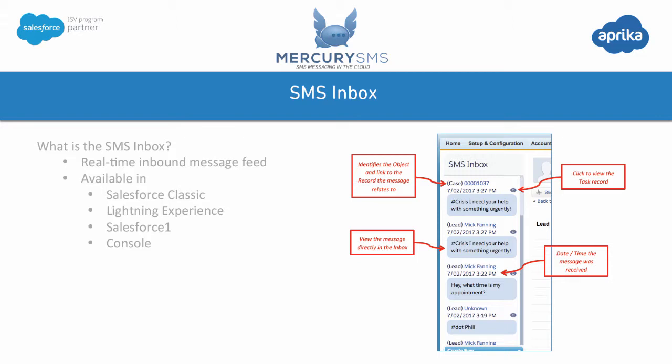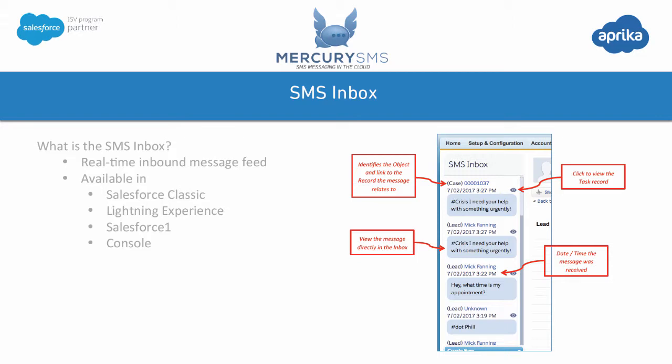So you can see here on the screen we can see an example of the SMS inbox, and we can see a number of messages that have already been received. So for each one we can see the message detail contained in the blue bubble. Above that we can see the object that the record relates to.